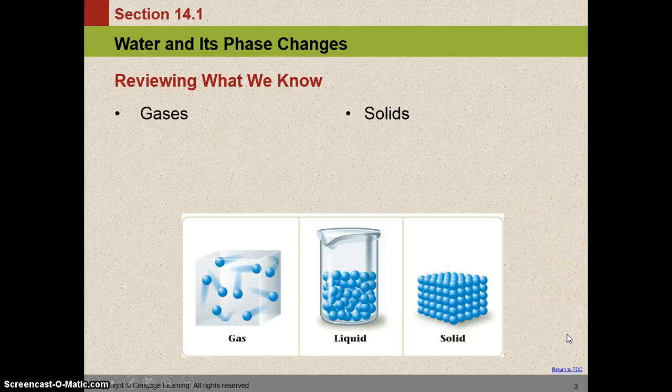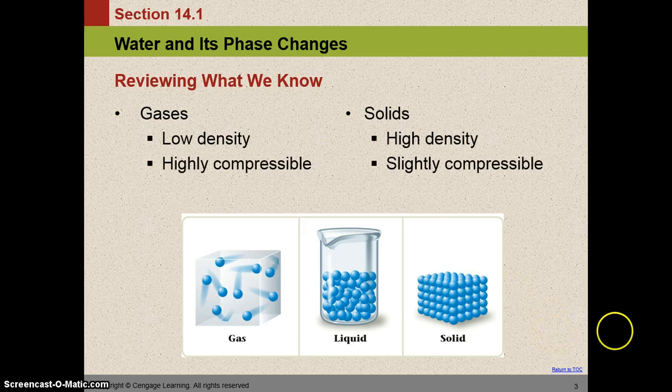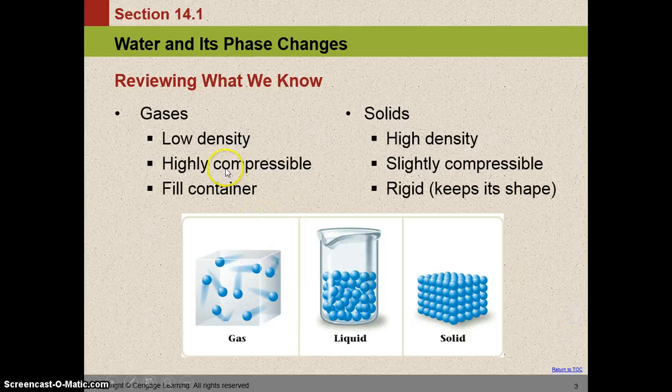There are a lot of things you already know about water and about states of matter, such as we know the difference between gases, solids, and liquids. Gases are highly compressible. They have a very low density and they fill their container no matter what shape the container is. Solids, on the other hand, have a high density, that's mass per unit volume. They are slightly compressible, but they are rigid and tend to keep their shape. And then liquids, of course, are someplace in between.